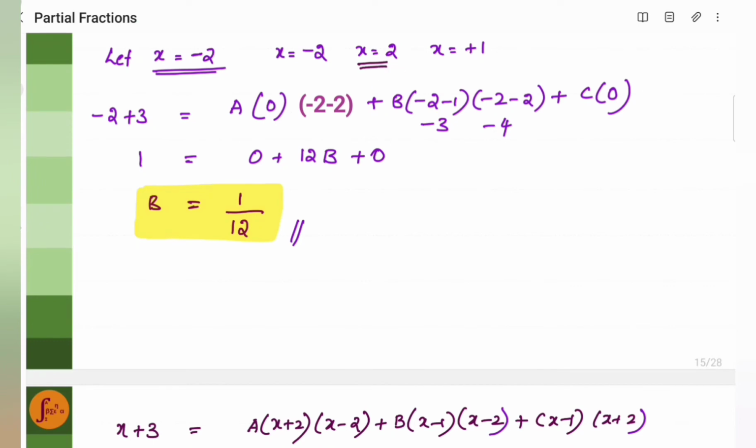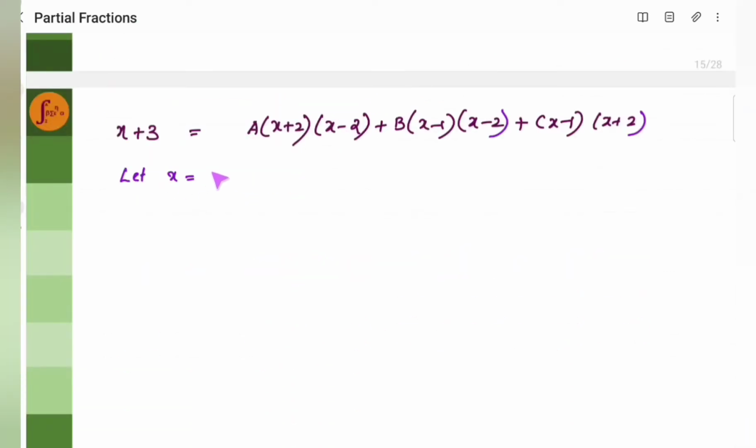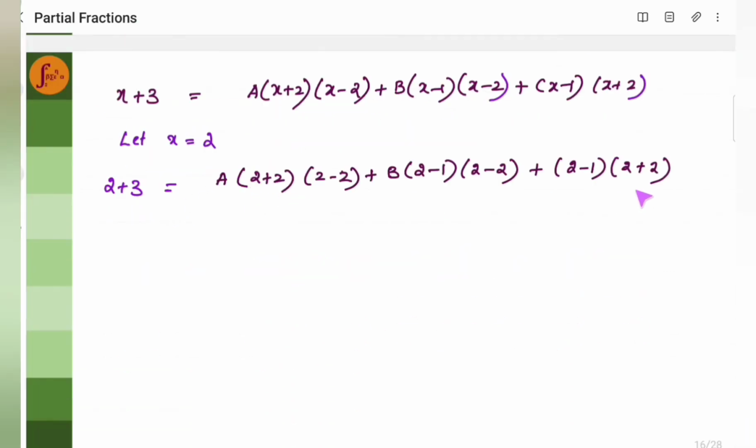Now, we'll take x is equal to 2. Let x is equal to 2. So, when you substitute x as 2, you will get this particular expression. 5 is equal to, this will become 0, this will become 0. So, 0 plus 0 plus 2 minus 1, 1, into 4. 1 into 4, 4c. So, c is equal to 5 by 4.